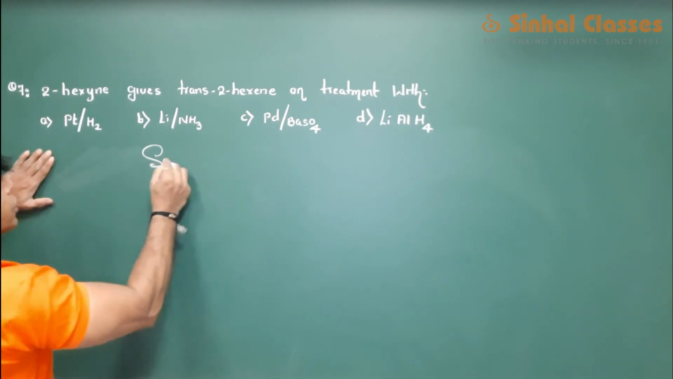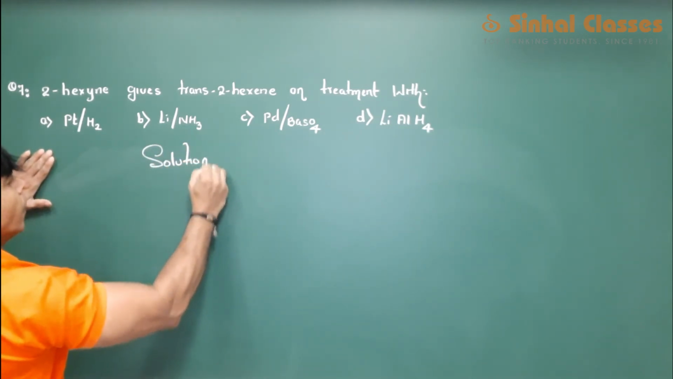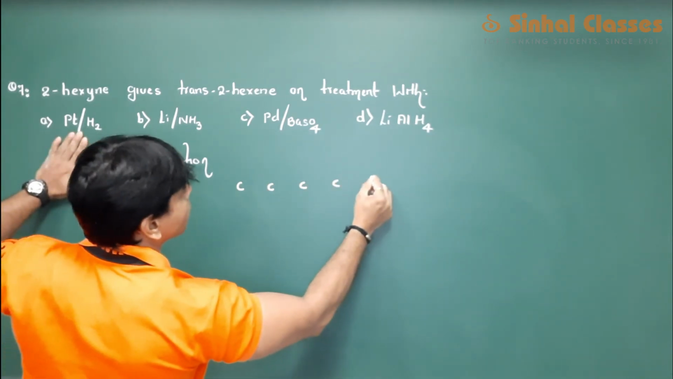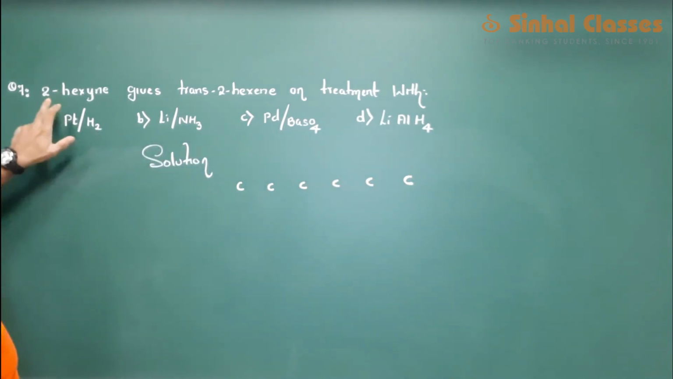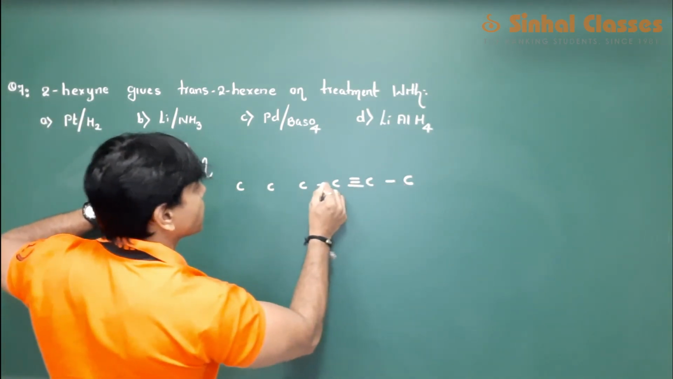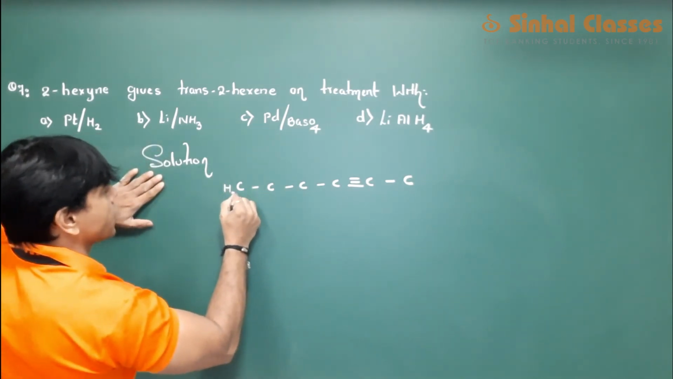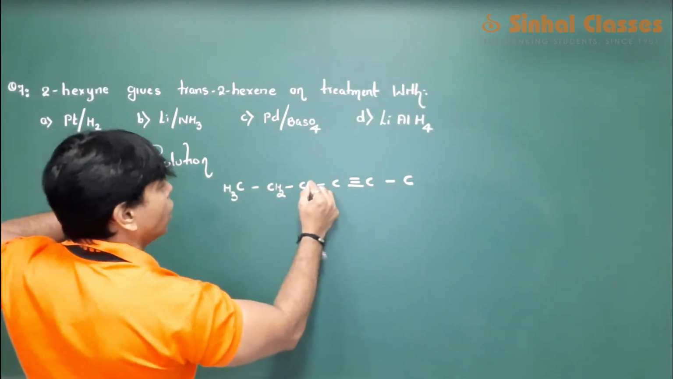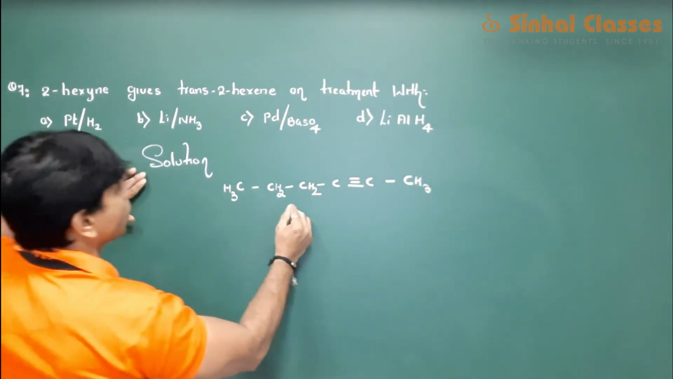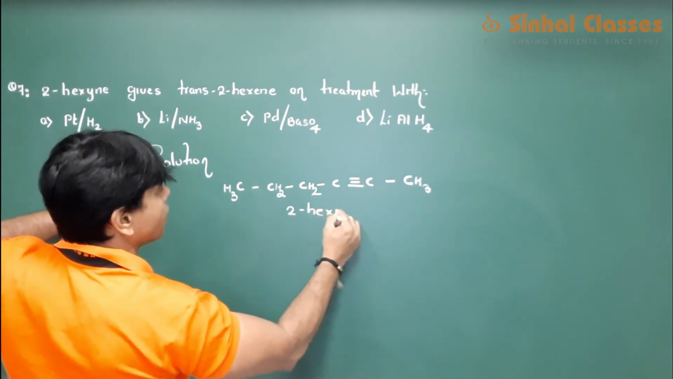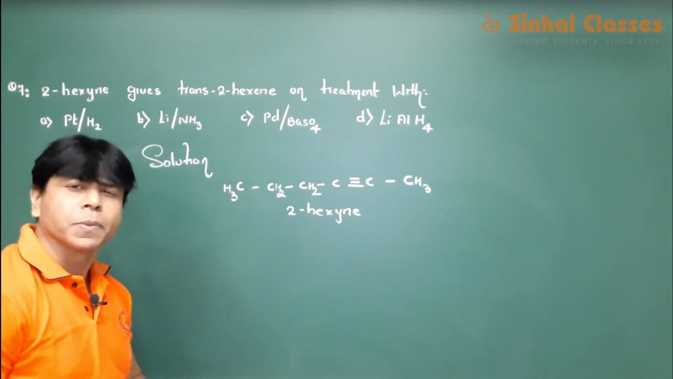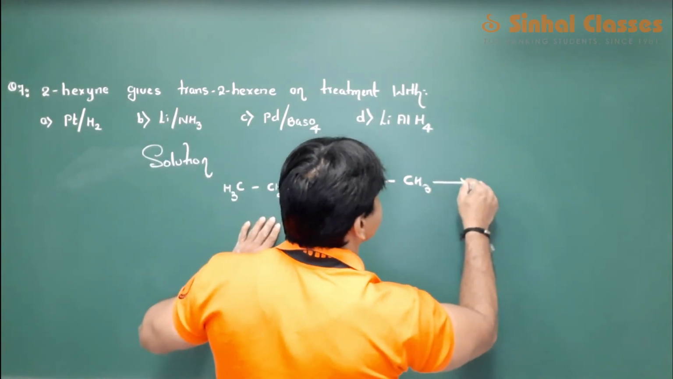So the solution for this will be six carbon. You wanted 2-hexyne. So triple bond here. This is CH3, CH2, CH2, CH3. So this is 2-hexyne. Now you wanted trans. Who will give you trans?